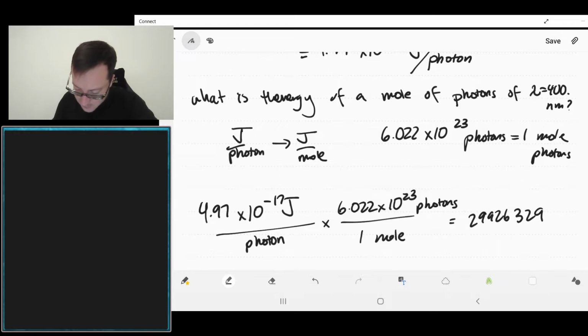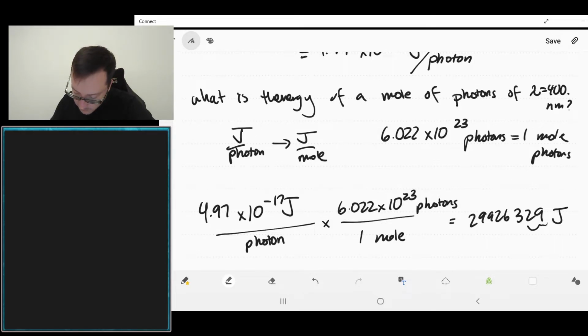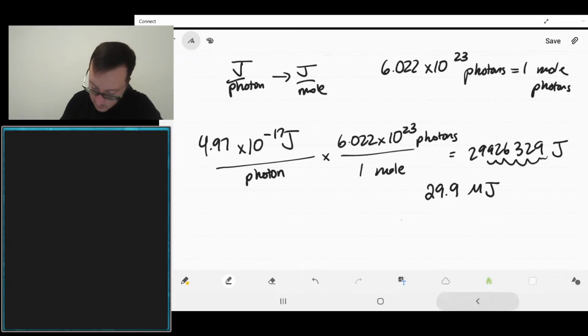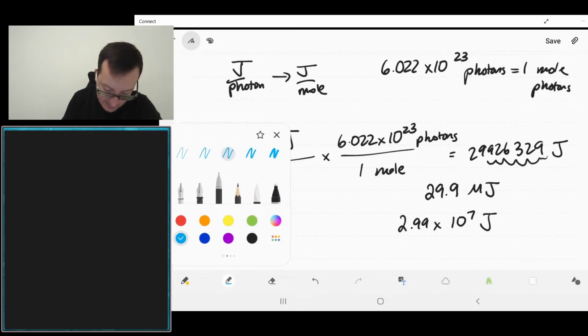29926.329 joules. So now we're seeing this is indeed a lot of energy. Let's see, 1, 2, 3, 4, 5, 6. So we'll say maybe this is 29.9 megajoules of energy, or we could say 2.99 times 10 to the 7th joules. Either way, both of these, we have quite a bit of energy here. This is a lot of energy.